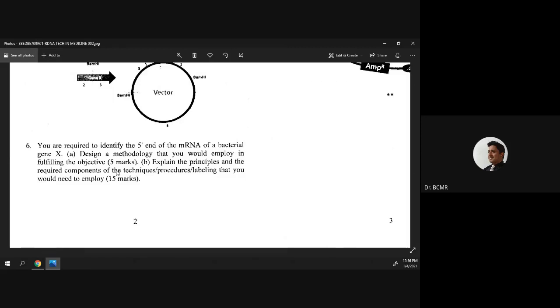And then you should have performed the experiment and then written it. So the first 5 marks is basically for you to tell how you would go about it, or the name of the technique. The next 15 marks is for the rest of the things.